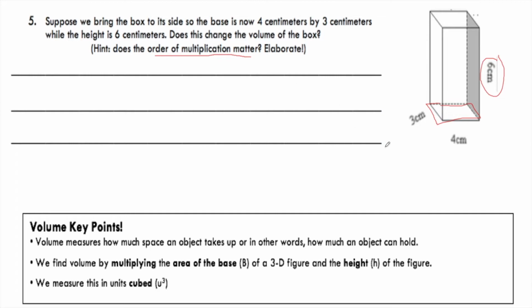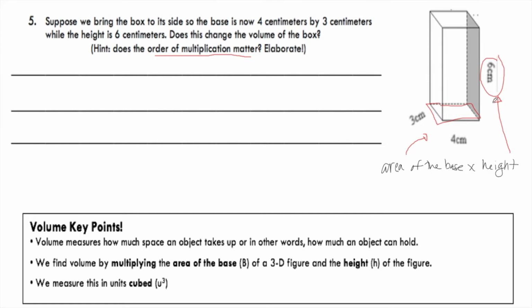You can also think about what we just talked about on the last page. We said we want to multiply the area of the base times the height. If you want to match the answers, see if they match up or not, using the order of multiplication as your evidence, we have the area of the base times the height. Does the order of multiplication matter? Does the volume of the box really change by flipping it on its side? Go ahead, pause this video so you can answer this independently. Then once you're done, just unpause and we'll go over the key points on the bottom.